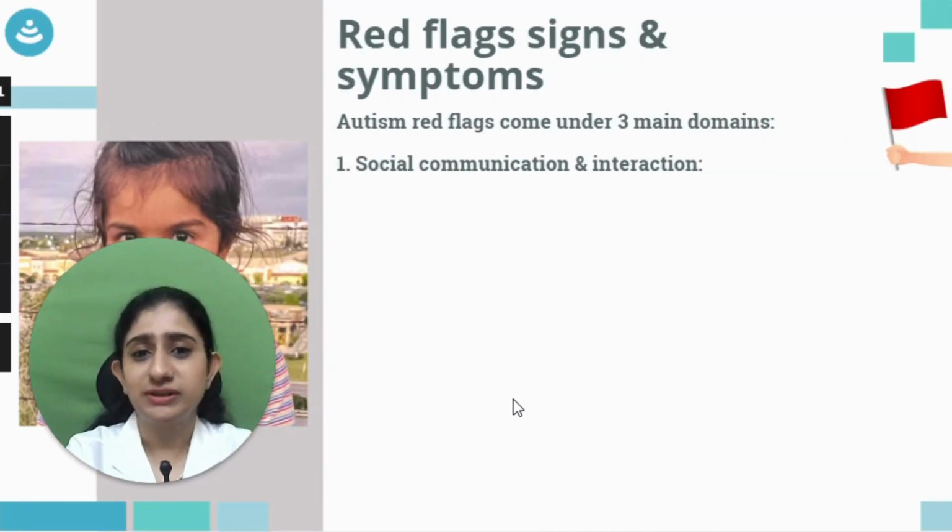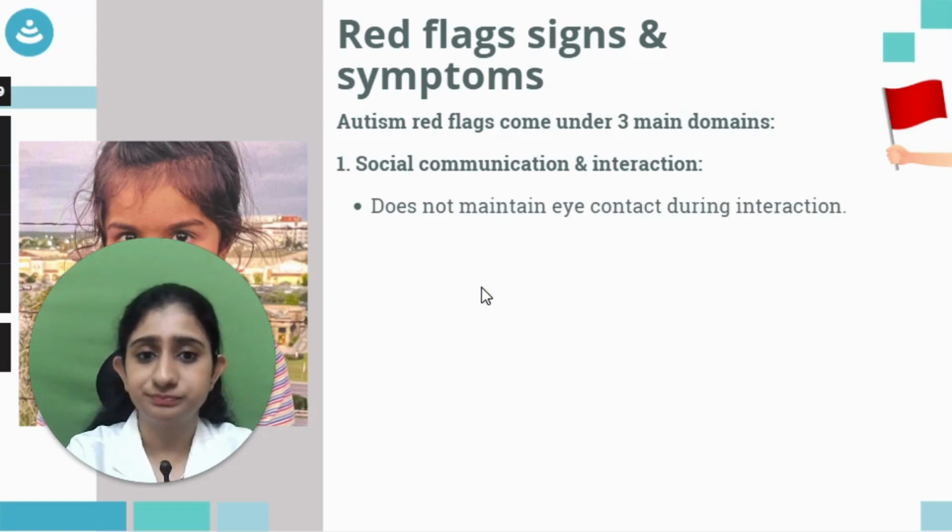So the major red flags or the signs and symptoms come under three main domains. The first one is social communication and interaction. The next one is repetitive behaviors and interests, and then the issues with communication and language development. So moving on to the first one, what are the red flags that we need to observe under the domain of social communication and interaction?